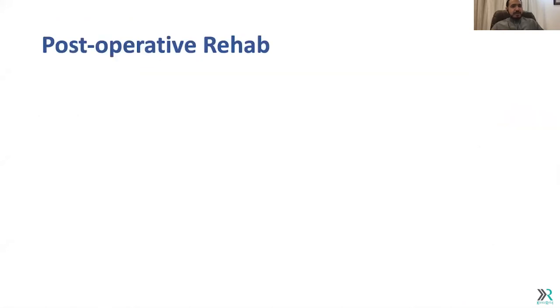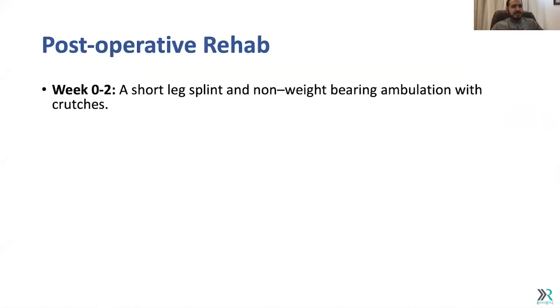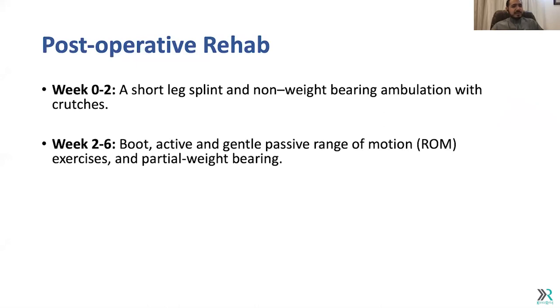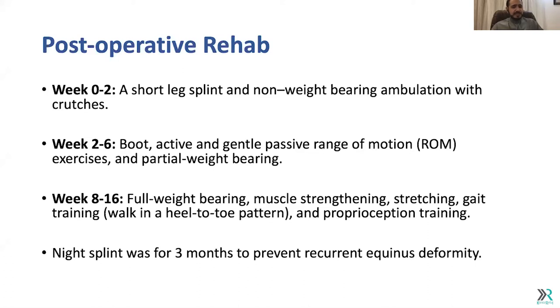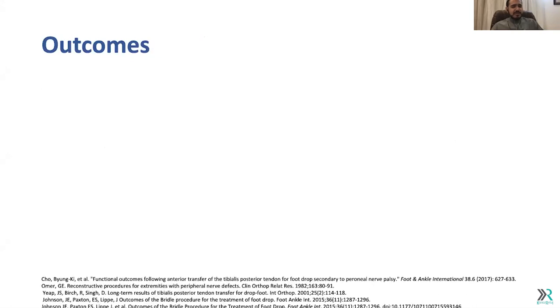For typical postoperative rehab, for the first 2 weeks after tendon transfer, the patient is usually in a short leg splint and non-weight bearing. This is progressed to a boot with active and gentle passive range of motion and a gradual weight bearing program, progressing further to strengthening, full range of motion, and proprioception training. Night splints are used for at least 3 months to prevent recurrence of an equinus deformity.